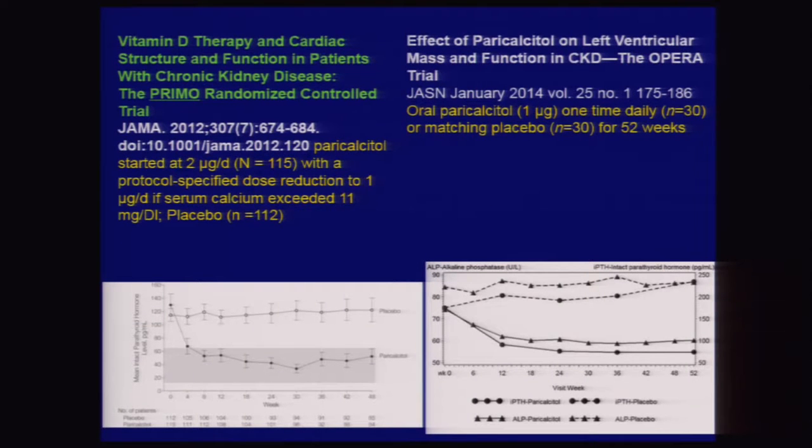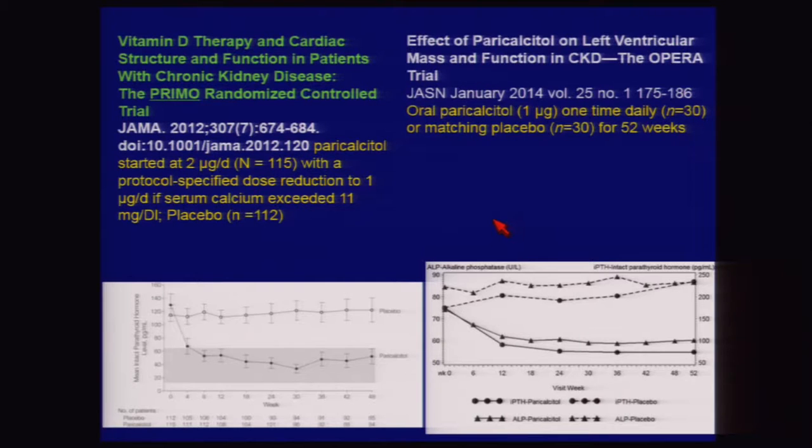So we consider several trials that have recently been published, in particular the PRIMO trial and the OPERA trial. These studies administered paricalcitol to patients for periods of 48 and 52 weeks respectively, and they both resulted in a biochemical response to drug treatment, as demonstrated here. In the PRIMO trial, there was a reduction in PTH compared to the placebo group, and in the OPERA trial, we saw a reduction in parathyroid hormone and in bone alkaline phosphatase in the treatment group.